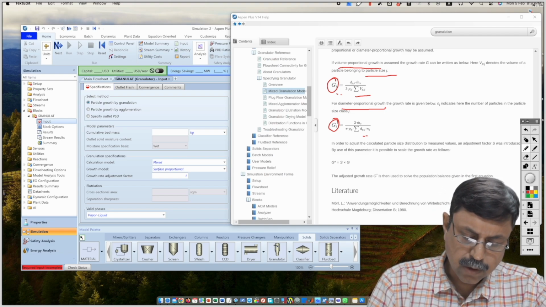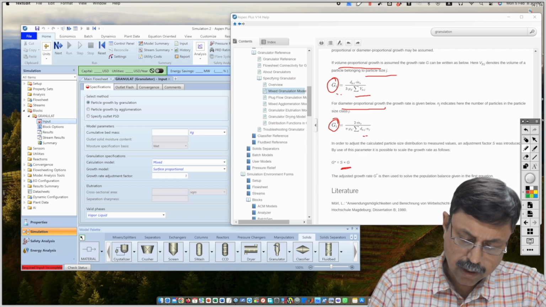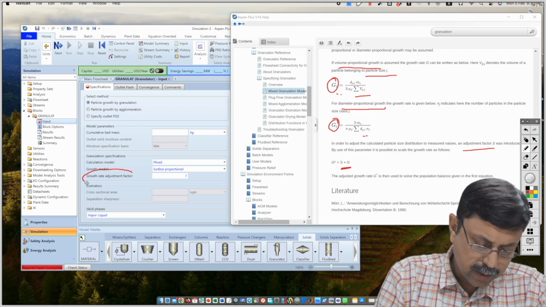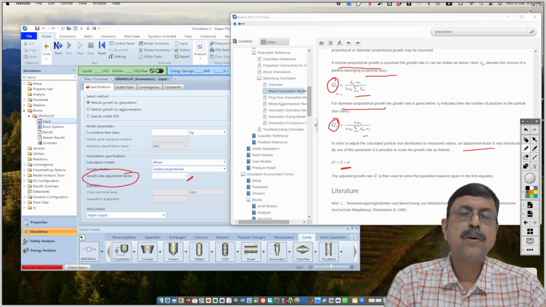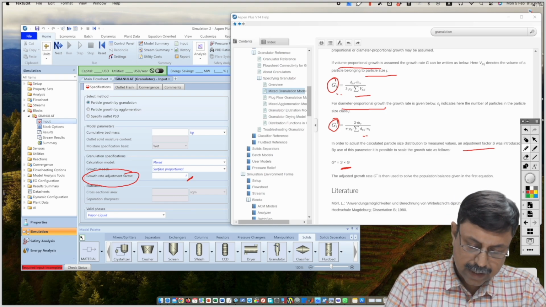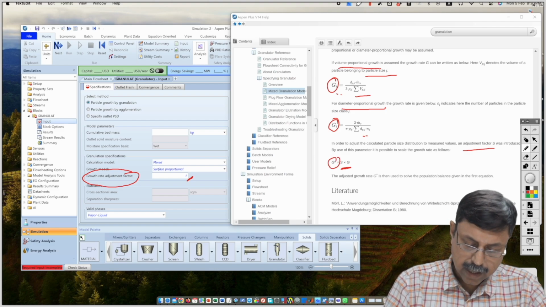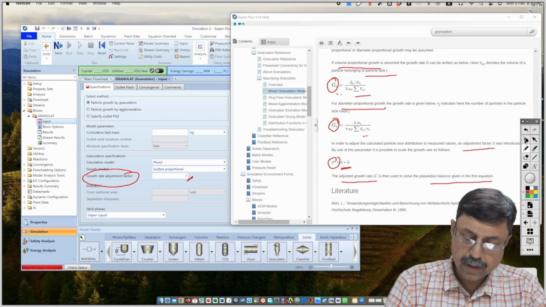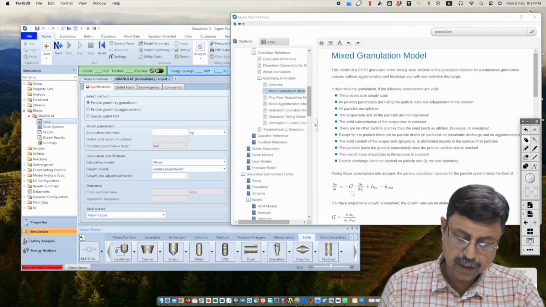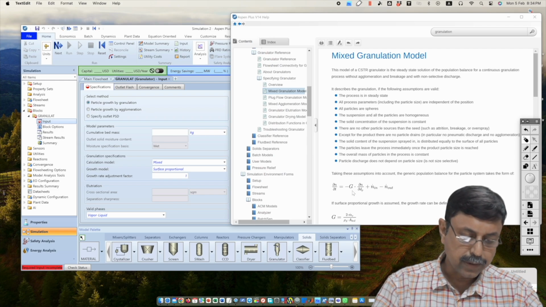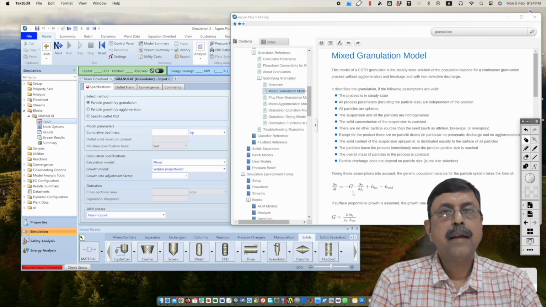Whatever the value of G, that has to be multiplied with the factor called the growth rate adjustment factor. By default it is given as 1. Now if you have more information about the growth adjustment factor, like it may be 1, 1.5, 2, whatever information you have, you provide it, and ultimately you will get the value of G star. This G star is the adjusted growth rate, which is then used to solve the population balance given in the first equation. What is the first equation? It is whatever we started from. So in place of G, you use G star. That is how the mixed granulation model calculation is done by Aspen Plus.